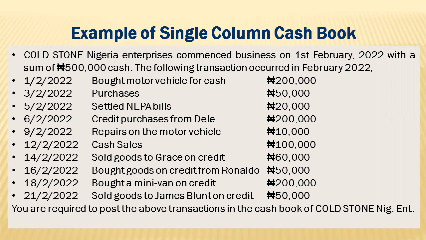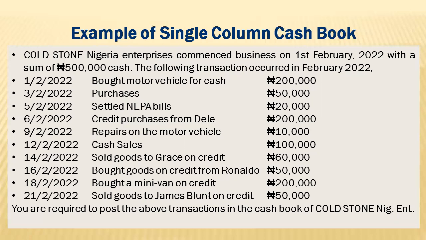Now, the following transactions occurred in the month of February. The first one is on 1st of February, bought motor vehicle by cash. So what do you think bought motor vehicle by cash would be, from the idea of everything you have learned? When we buy a motor vehicle, what happens? Cash is leaving the organization. So we credit the cash book.